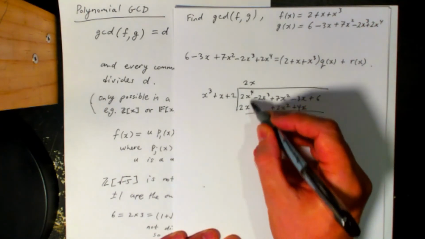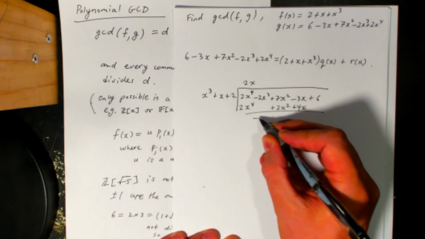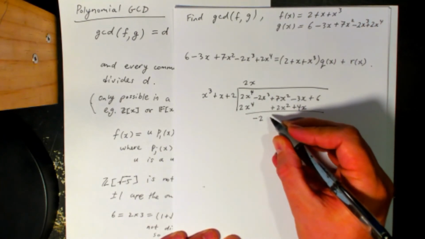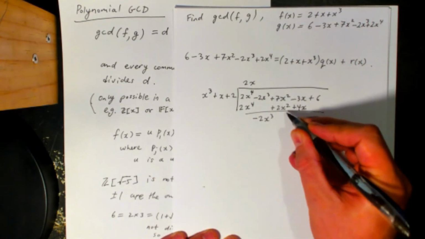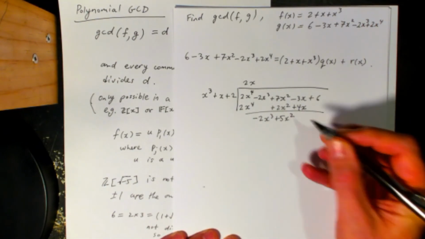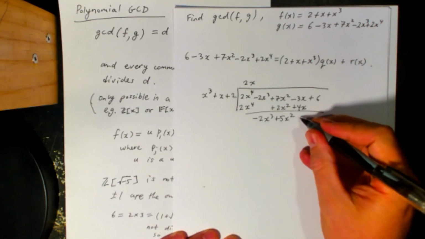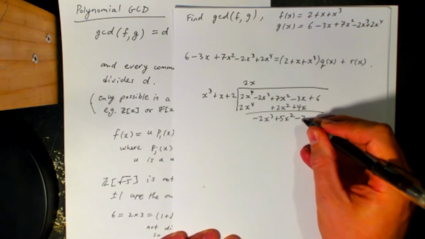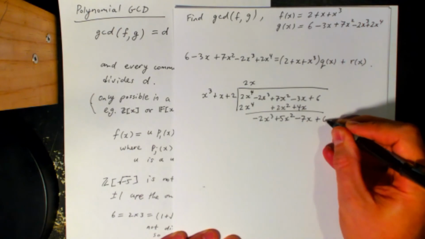Okay, so I've got 0 for this difference. Then I have minus 2x cubed. Then I have 7 minus 2 is 5x squared. Minus 3 minus 4 is minus 7x. And then I bring down the 6.